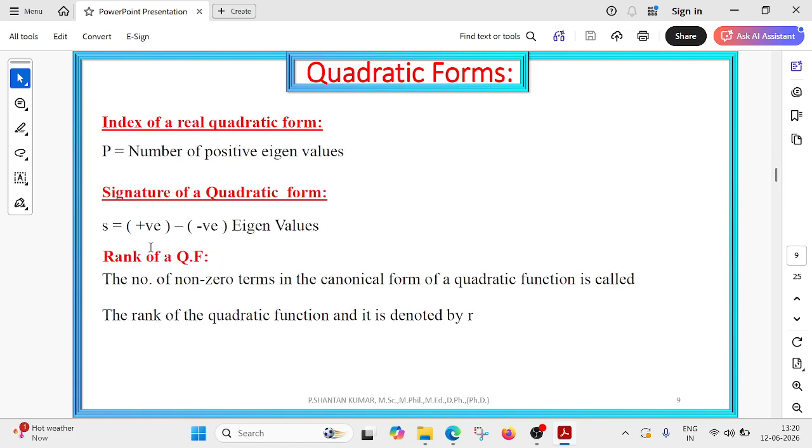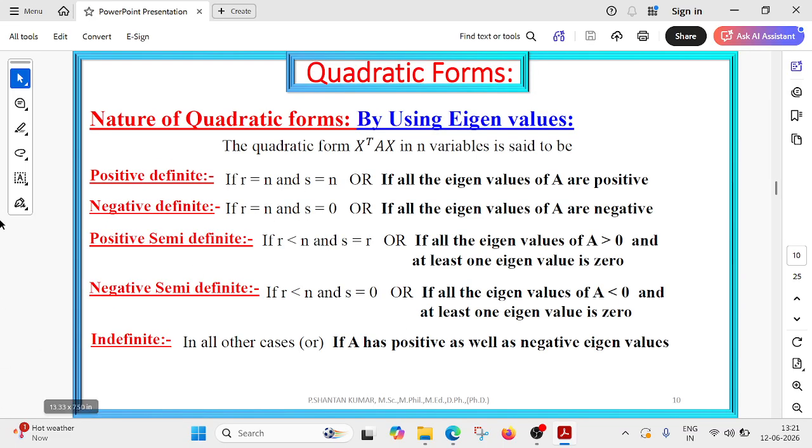Next, very simple, only the form, not in this descriptive manner. The index of a real quadratic form is nothing but P equals the number of positive eigenvalues, a shortcut. Then the signature of a quadratic form is nothing but S equals the number of positive minus the number of negative eigenvalues. The rank of a quadratic form is nothing but the number of non-zero terms in a canonical form of a quadratic function, and it is represented by R.